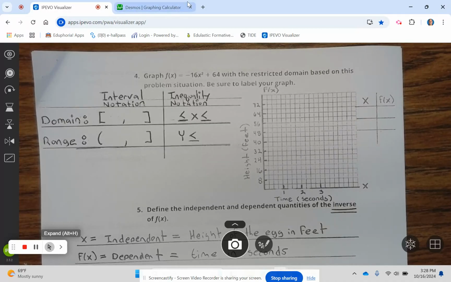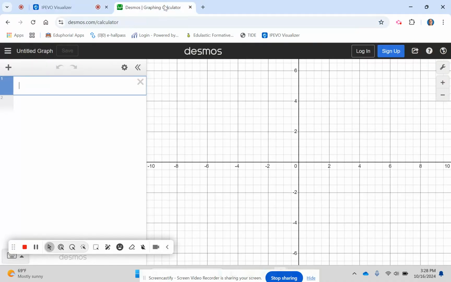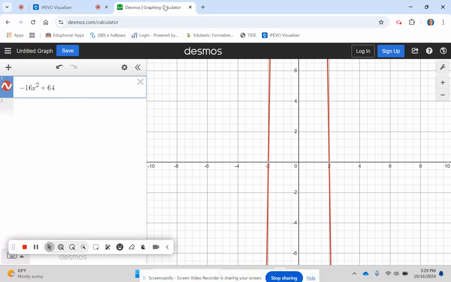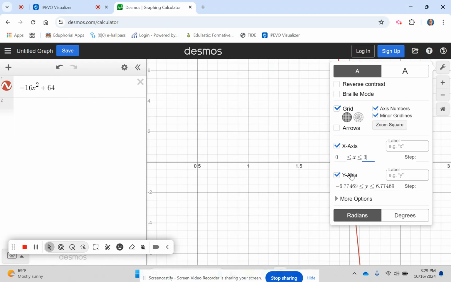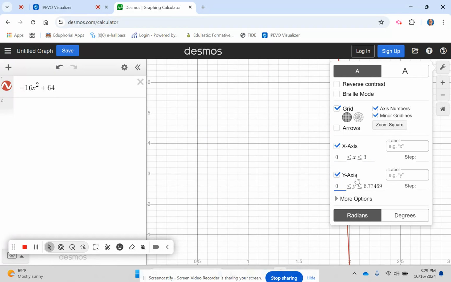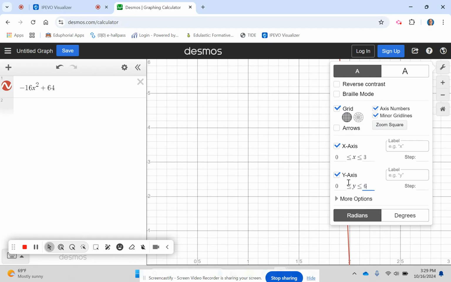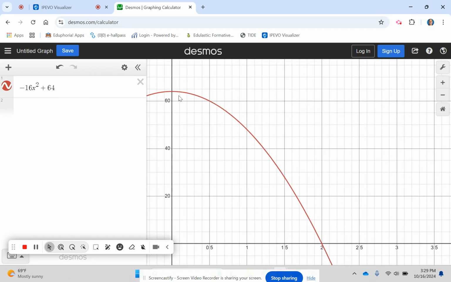All right, let's go ahead and graph this in Desmos. So negative 16x squared plus 64. Now I need to adjust the window, so I'm going to go to the wrench. I'm going to adjust it from 0 to 3 to match the graph on the paper, and then 0 to 64. I'm going to pinch and zoom out. Click here and here.